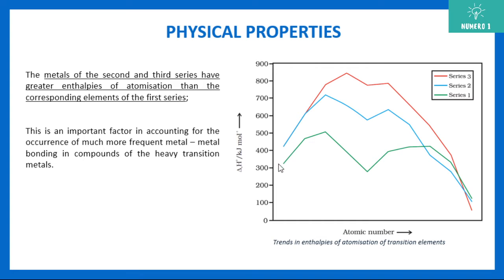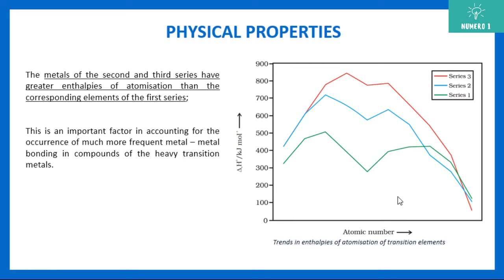You can see this is your series 1, that is 3D, 4D and 5D series. The metals of the second and the third series, that is the blue and the red curve, have greater enthalpies of atomization corresponding to the first series, that's 3D. So this is one observation that you should take note of.